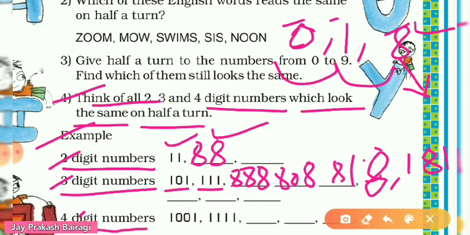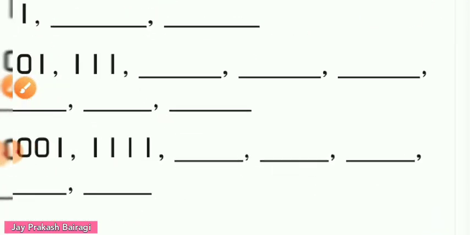So first we have 1001, second we have 1111. So now we will use 8 and 1. What numbers are we finding? Let's see. The first number we will make will be 8008.